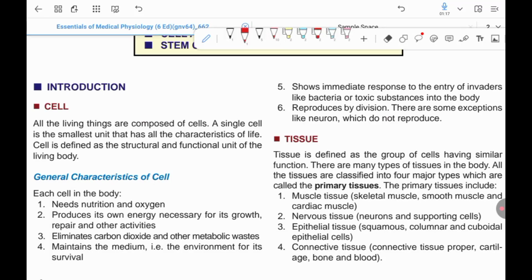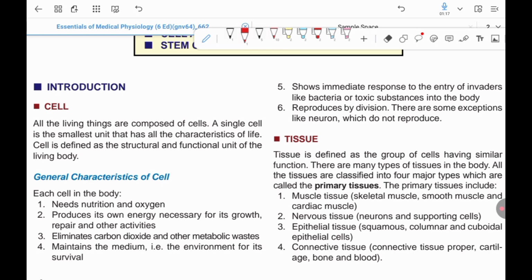So good morning everyone. Today we are going to start the series of physiology in which we are going to cover Sembulingam's physiology. Okay. So we are here going to discuss section number 1, that is general physiology, and chapter number 1 of section number 1, which is cell physiology.